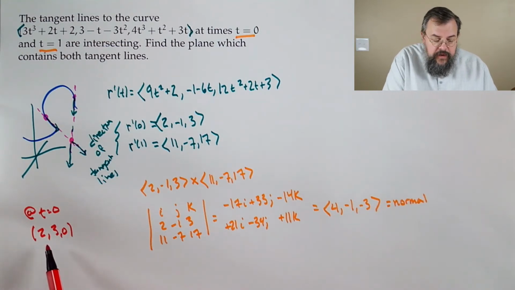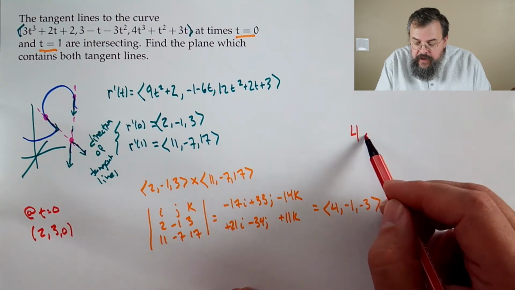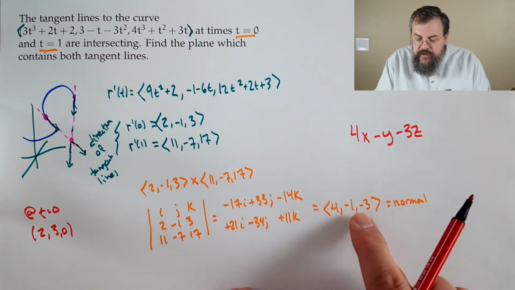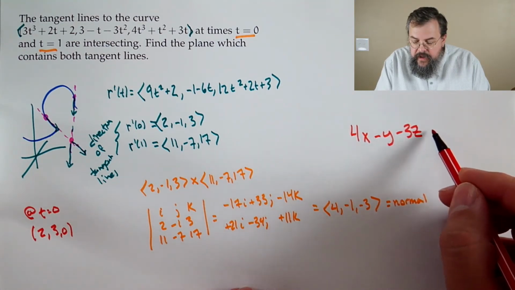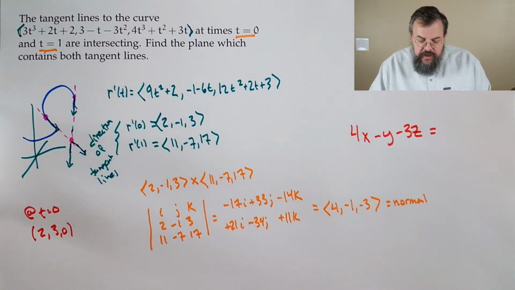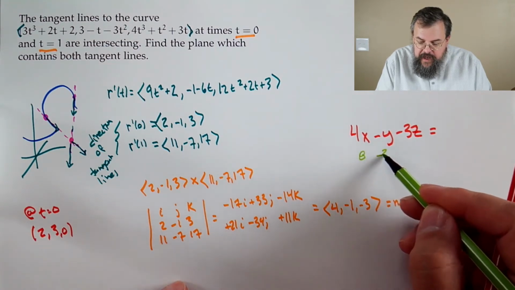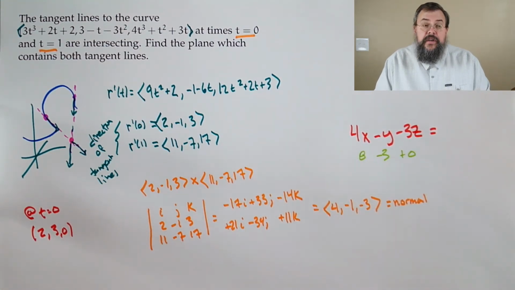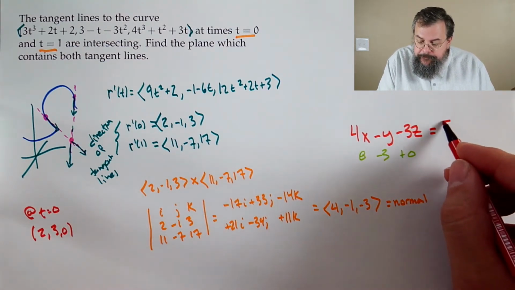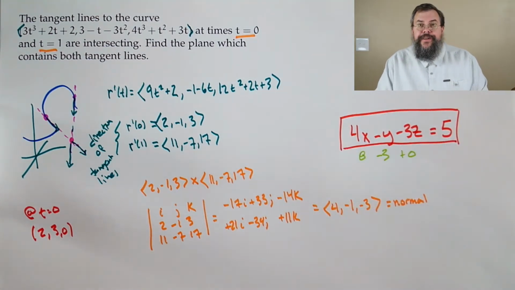So now we have a point, and we have a normal, so we put it together. 4x minus y minus 3z, so these are our coefficients, is equal to, well, underneath we'll do a little bit of computation here. Plug in 2, 3, 0, so that'd be 8 minus 3 plus 0, which tells us we better get 5. Okay. And there's our answer. Good.